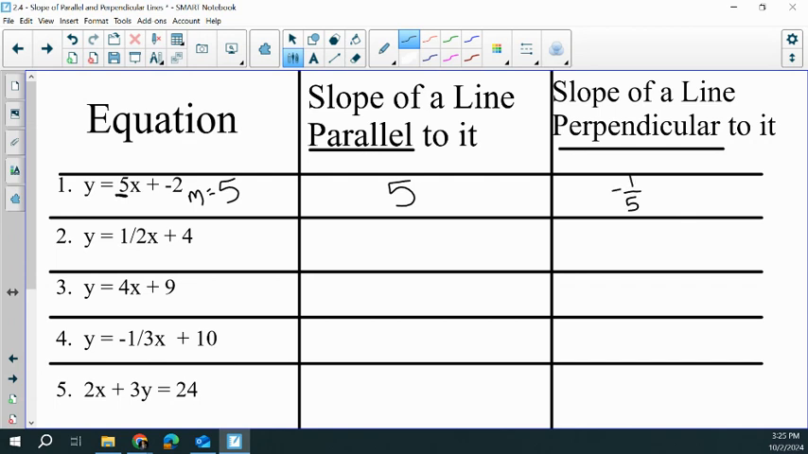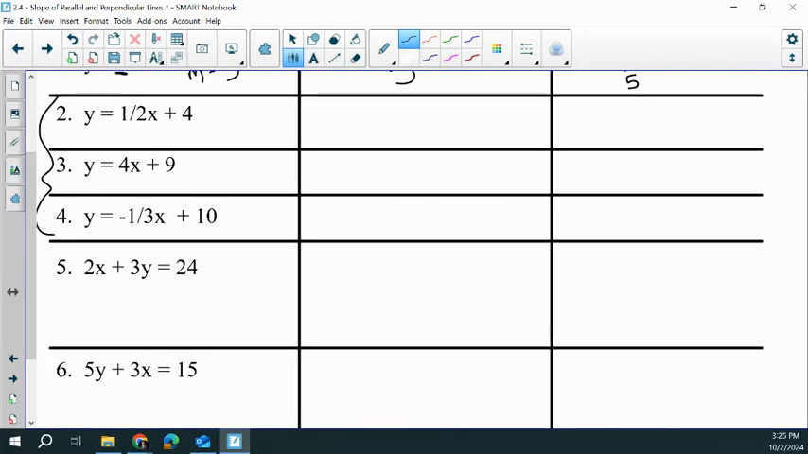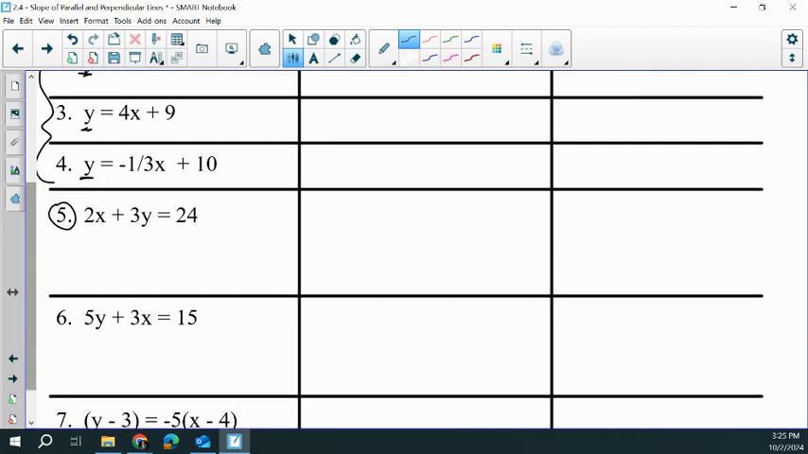So you want to do the same thing for 2 through 4. But when you get to 5, if you notice, it's not y equals anymore. So in order to figure out the slope, it has to be y equals, like the rest of these. So we've got to get the y by itself. The way that we would do that is first you want to move the x to the other side of the equation. So I get 3y equals 24 minus 2x. Then you got to get the y by itself, so you divide everything by 3.